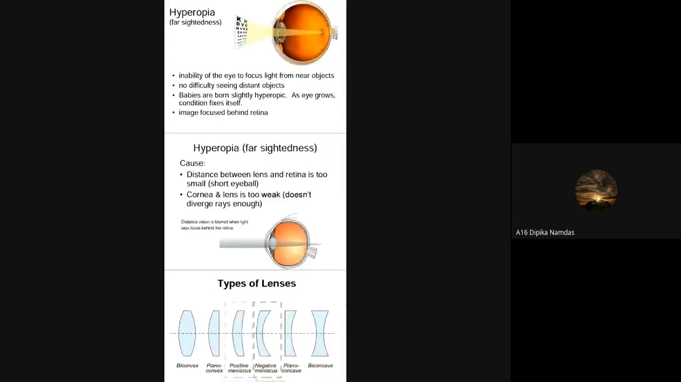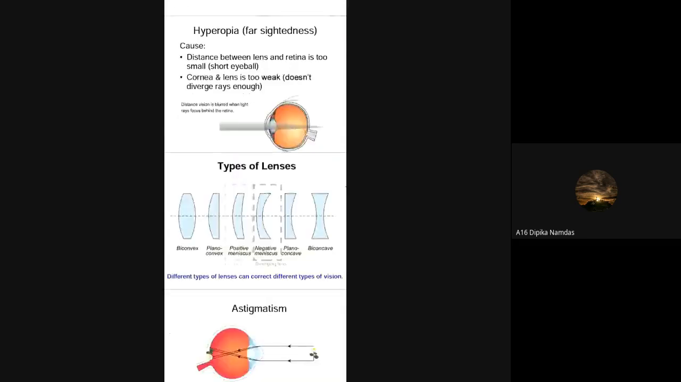If the distance between these two is more, we cannot observe objects which are distant from our human eye. If the distance between the lens and retina is less, we cannot observe objects from a far distance. That we call farsightedness, right? So what is the basic difference between nearsightedness and farsightedness? In nearsightedness, the distance between the lens and retina is too long, and in farsightedness, the distance between the lens and retina is too small.